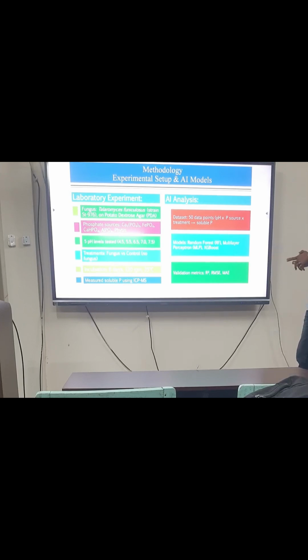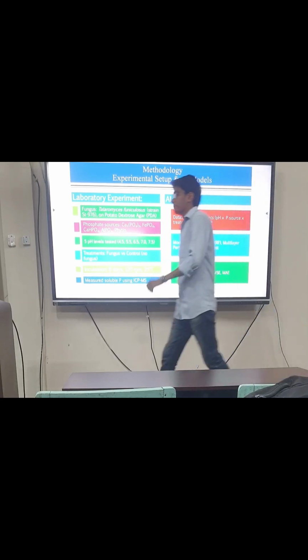Next is the AI analysis. They produced 50 data points, meaning 50 rows. There are different phosphorus sources and treatments, control and fungus, and finally the soluble phosphorus. The models are random forest (RF), multilayer perceptron (MLP), and XGBoost. I will demonstrate these models later. The validation metrics are R squared, root mean square error, and mean square error.